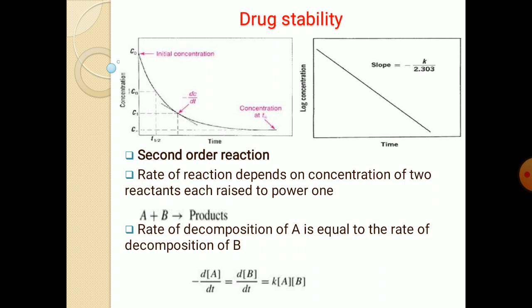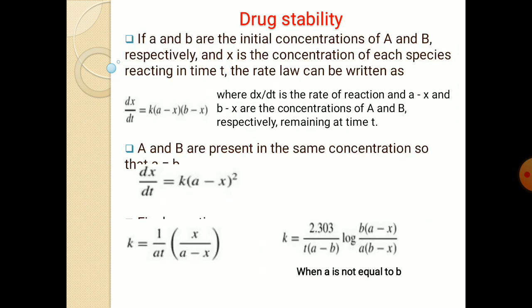Now the next one is the second order type of reaction. Obviously the rate of reaction depends on the concentration of two reactants, each raised to power 1. A plus B giving product is the example, meaning the rate of reaction depends on A as well as B. The rate of reaction is given by minus dA by dt or minus dB by dt is equal to K into A into B, meaning it depends on the concentration of both the reacting species.